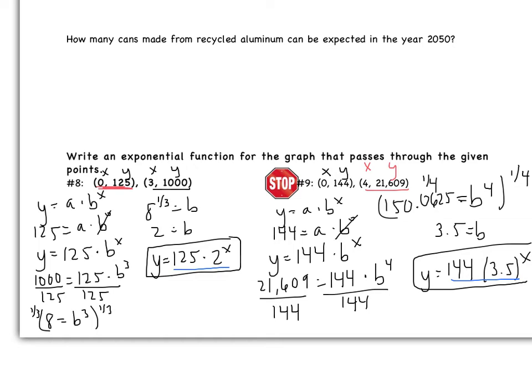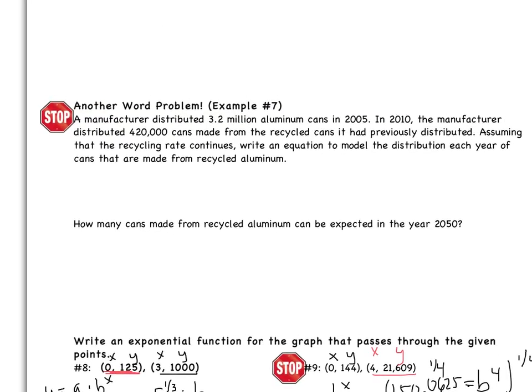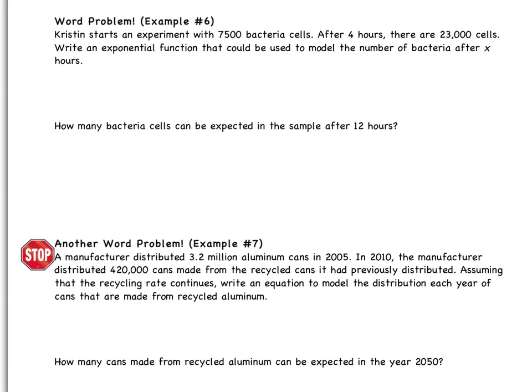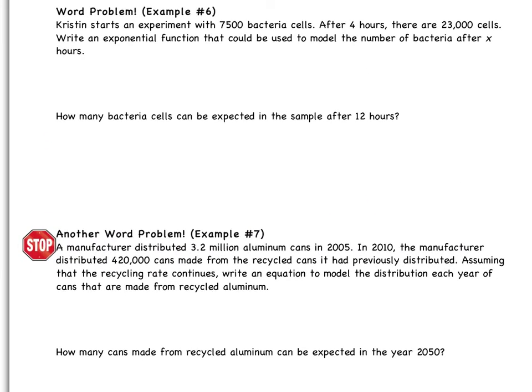Okay, now we're going to need to use this idea of writing equations for the two word problems. So let's go back to example 6. Kristen starts an experiment with 7,500 bacteria cells. After 4 hours, there are 23,000 cells. Write an exponential function that could be used to model the number of bacteria after x hours. Okay, so we need to write an exponential function. So this is what we just did.